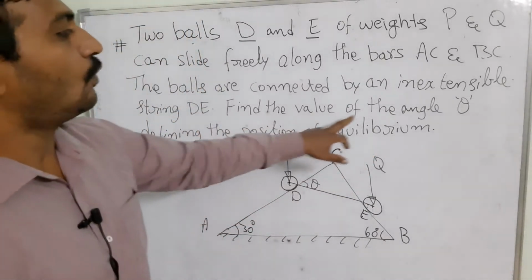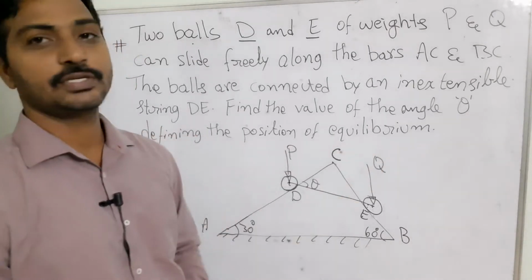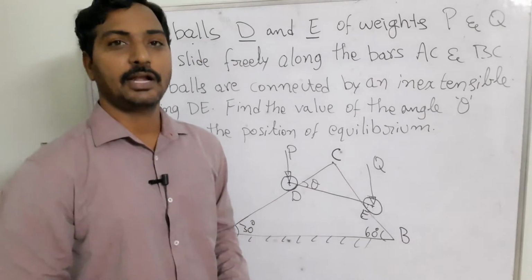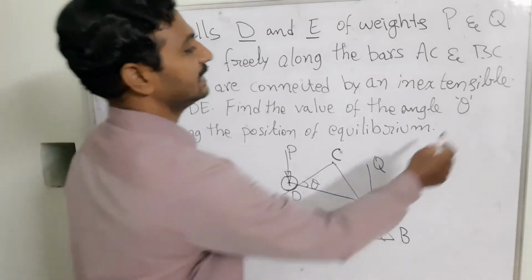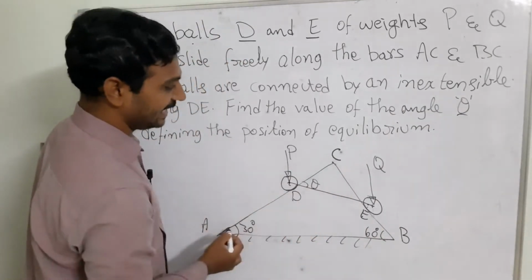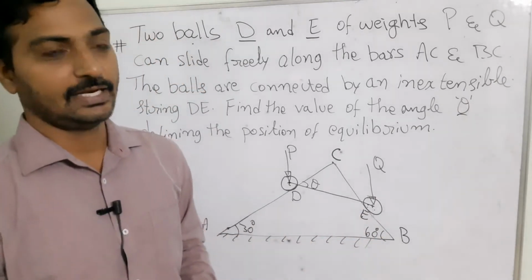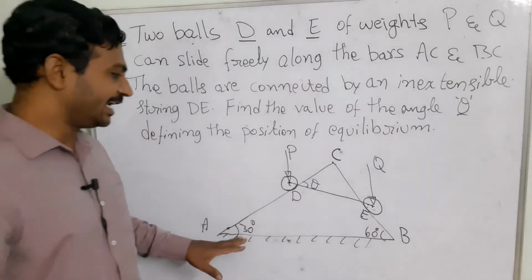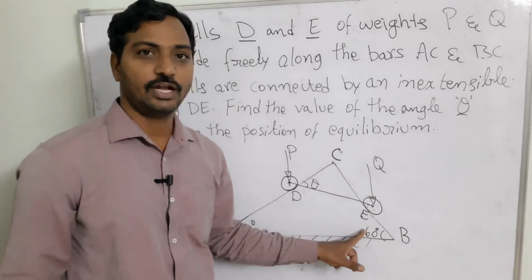Find the value of the angle theta, defining the equilibrium position. At what position will these two balls come into the equilibrium condition? It means that no displacement is going to take place. So this theta we need to calculate, the angle between AC and the string DE. From this figure we can see the AC bar is making 30 degrees and the BC bar is making 60 degrees.